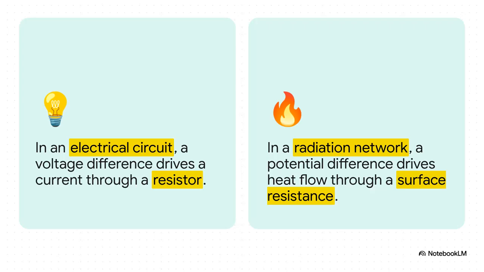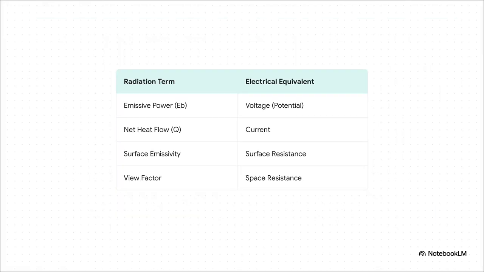So here's how the analogy works. In an electrical circuit, right, a difference in voltage is what pushes a current through a resistor. While in our radiation world, the difference between what a surface wants to emit because of its temperature and the radiosity that's actually leaving it, that difference is what drives the heat flow through something we can call a surface resistance. This lets us build this amazing one-to-one map.